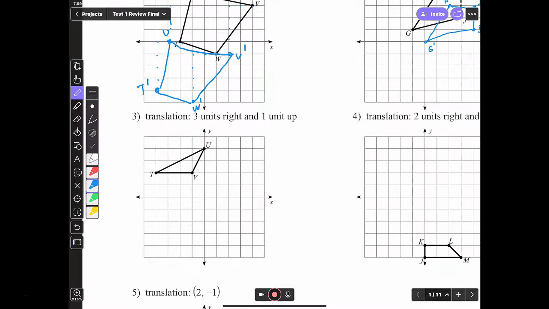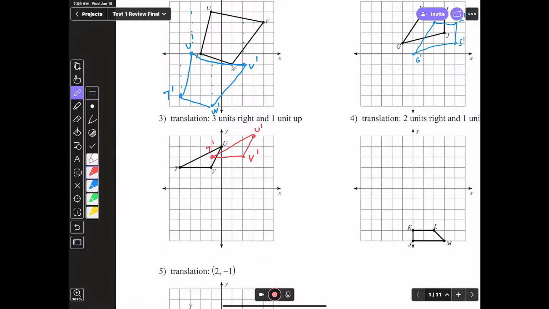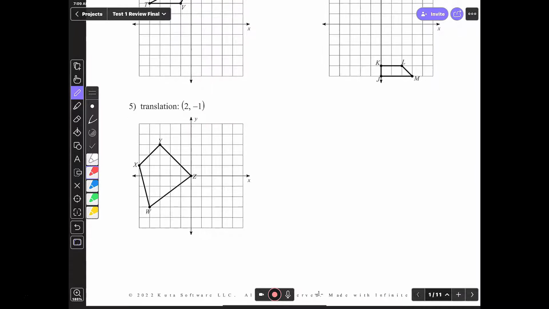Number 3 says 3 units to the right, 1 unit up, so we have U, 1, 2, 3, 1, that's U prime. V, 1, 2, 3, 1 unit up, that's V prime. 1, 2, 3, up 1 unit, that's going to be T prime. And there's the figure. So I'm going to let you do 4 and 5 on your own as practice.